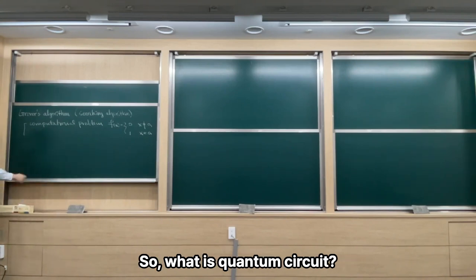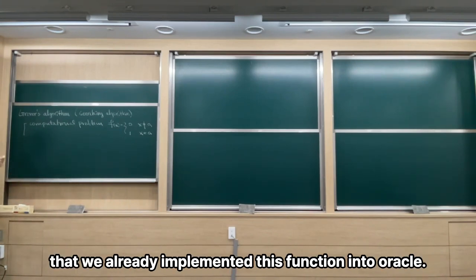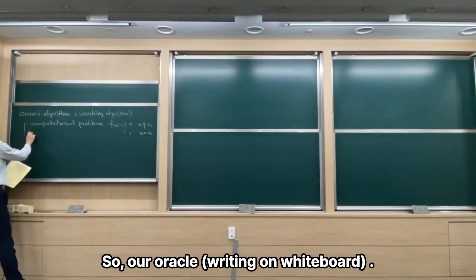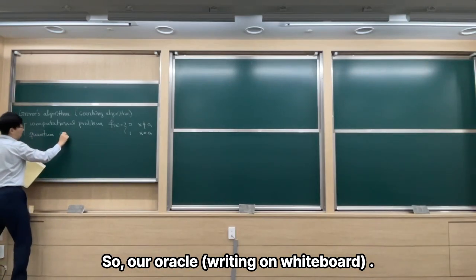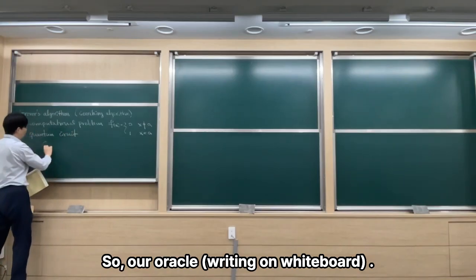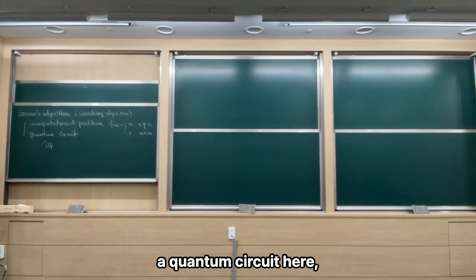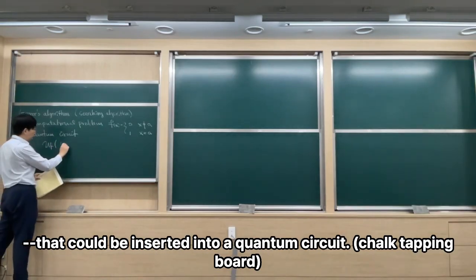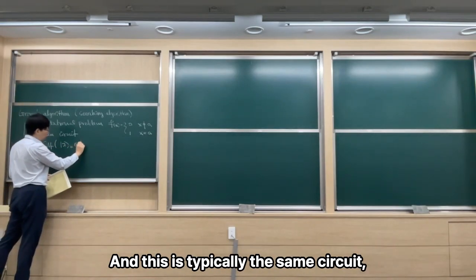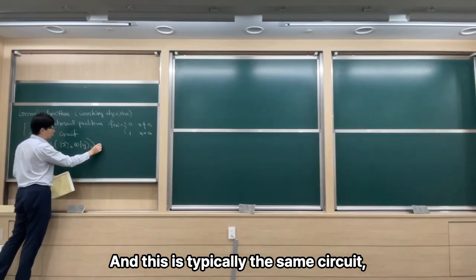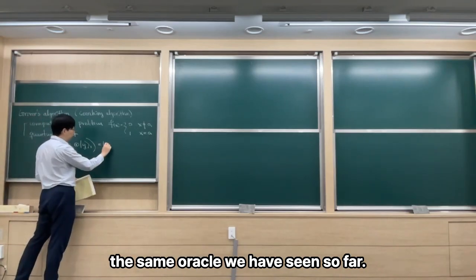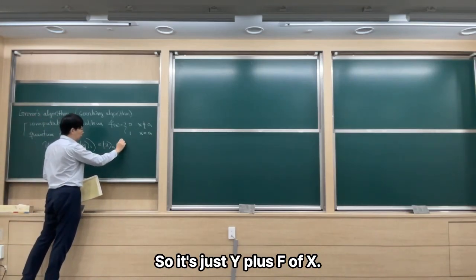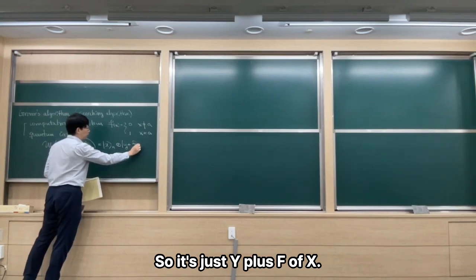Okay? So what is the quantum circuit? We are assuming that we have already implemented this function into an Oracle. I'm not showing the actual quantum circuit here, but I'm just saying that there is an Oracle that could be inserted into a quantum circuit. And this is typically the same Oracle we have seen so far. It's just y plus f of x.